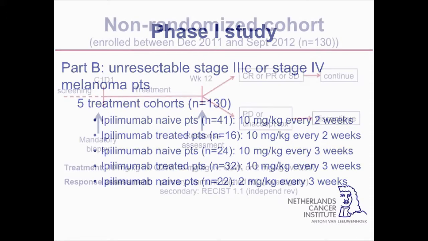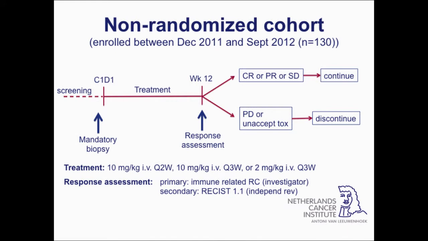So patients were screened, then they were biopsied, and then they were treated depending on the schedule, and after 12 weeks response was assessed. And if they had a response or stable disease, they could continue. If not, or had unacceptable toxicity, they had to discontinue. And the primary objective was immune-related RECIST criteria responses, and secondary objective was RECIST responses according to RECIST 1.1.